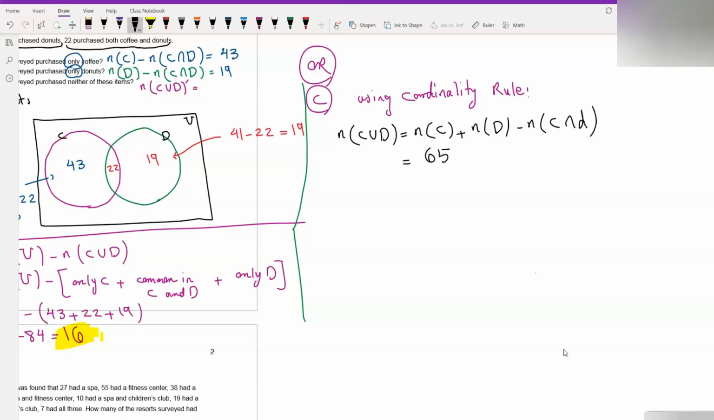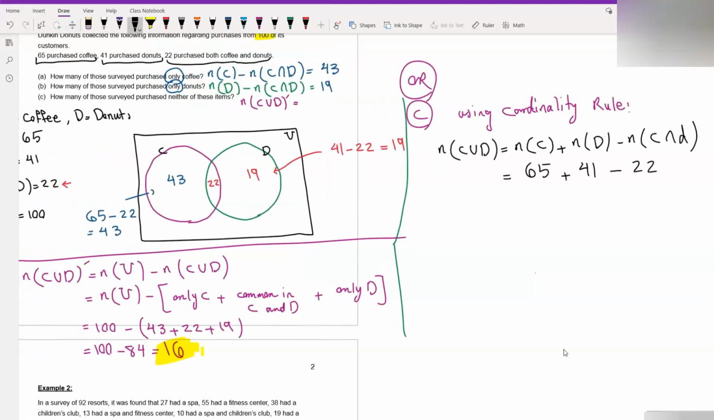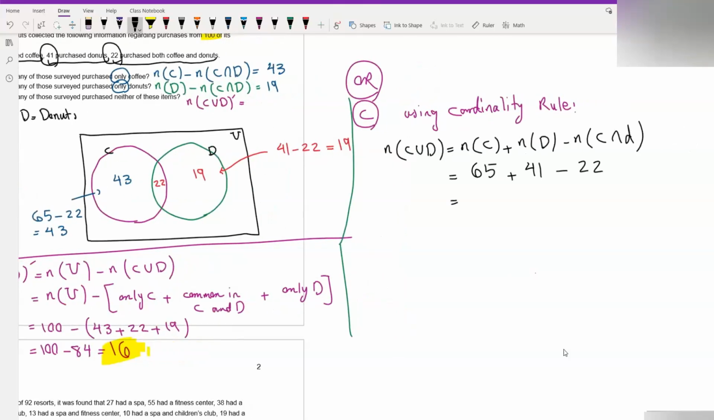So this one is equal to 84. How many do we have inside C? In total we have 65, that was given. How many do we have for donuts? We have 41, this part also was given. The intersection part was given. I'm working based on what was given here. 65, 41, 22. So that is equal to 84. Now finding.